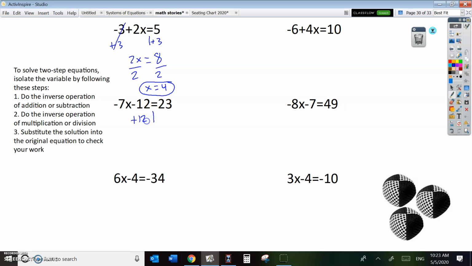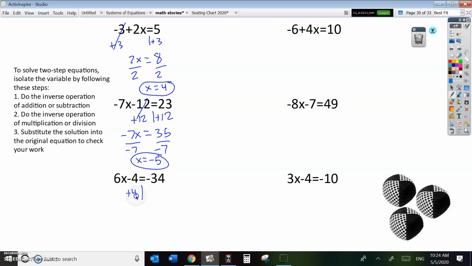Add 12 on both sides. These drop. Negative 7x equals 35. Divide by negative 7. X equals negative 5. Substitute negative 5 in. Negative 7 times negative 5 is positive 35. 35 minus 12 is 23.